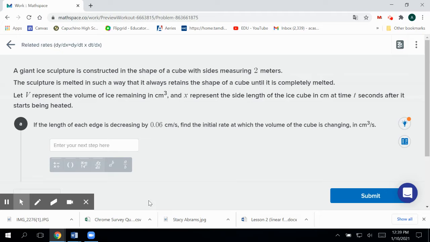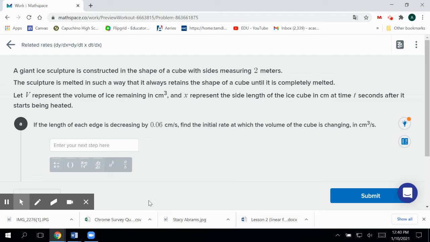Okay, let's see what else we got. If the length of each edge is decreasing by 0.06 centimeters per second, so you notice that it's changing in centimeters per second. The length of each edge is decreasing, so length over time, okay, centimeters per time. So that means that is my dx/dt, how the length is changing over time. dx/dt is equal to 0.06 with no variables. Okay, it's just a constant.